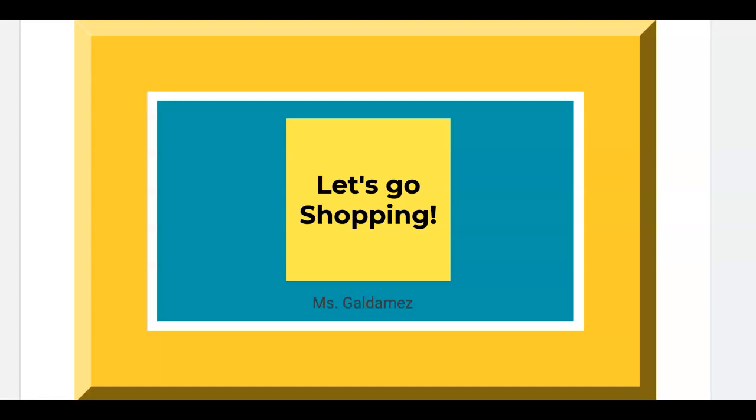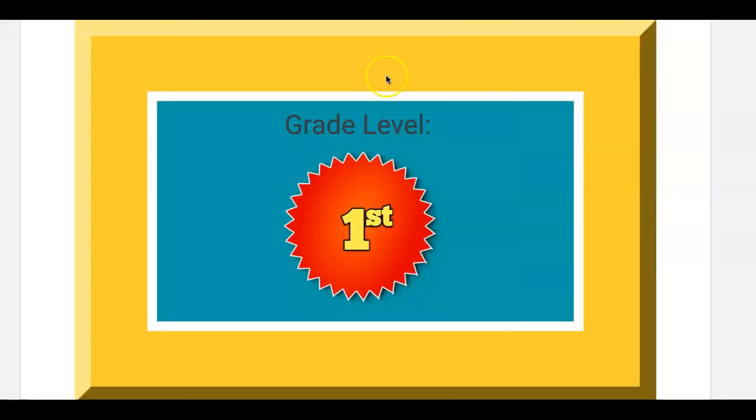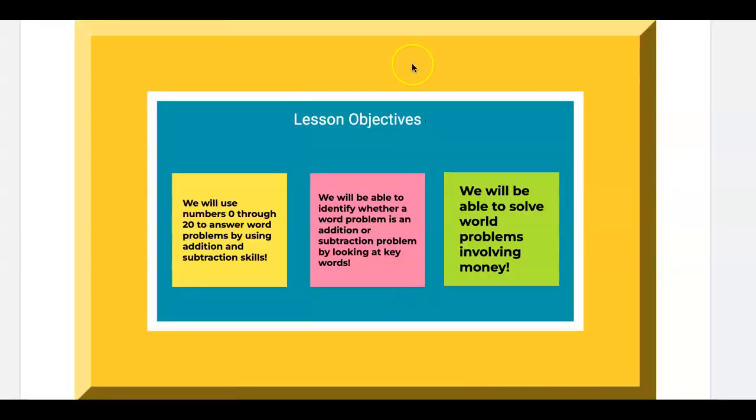Let's go shopping. This is a lesson about addition and subtraction used in a toy store. This lesson is intended for first grade, and these are the lesson objectives. We will use numbers 0 through 20 to answer word problems by using addition and subtraction skills.